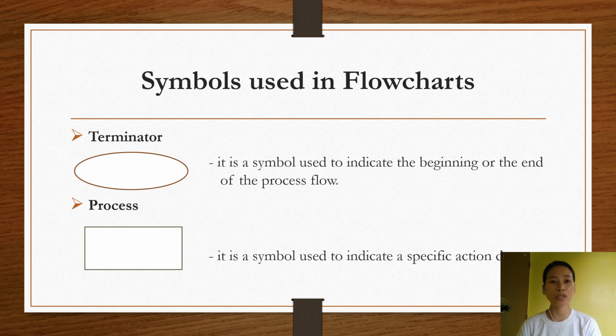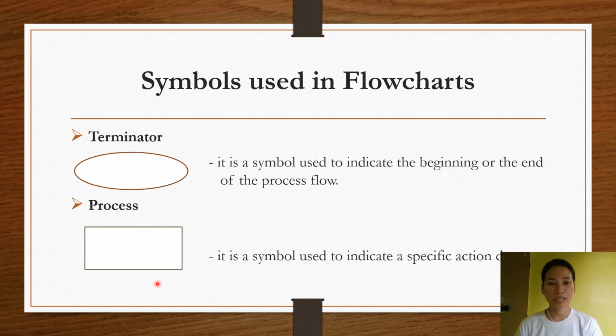So these are the symbols that we use in flowcharts. The number one is the terminator. This is the symbol of a terminator. It is a symbol used to indicate the beginning or the end of the process flow.